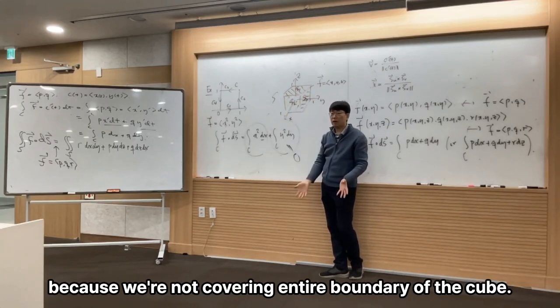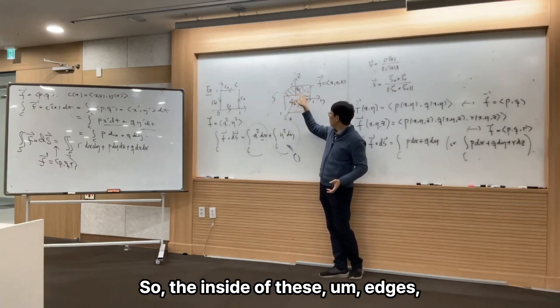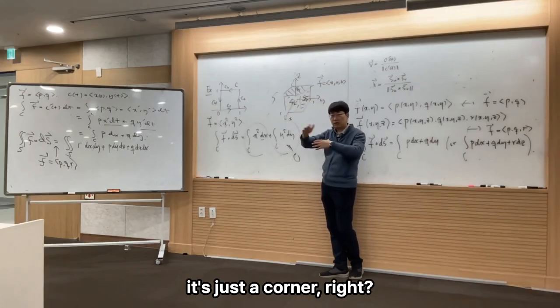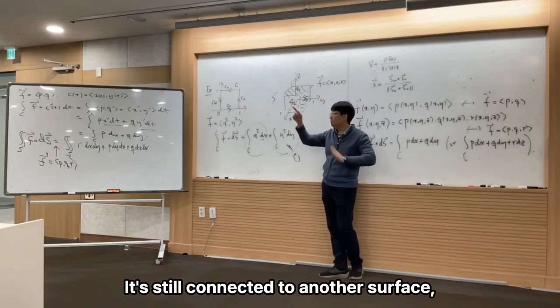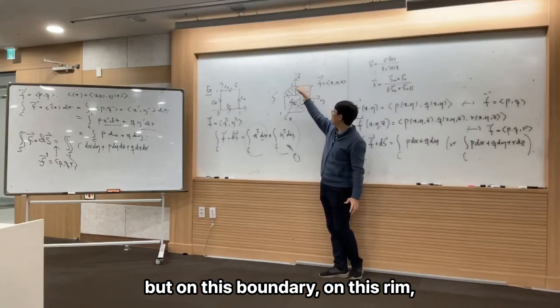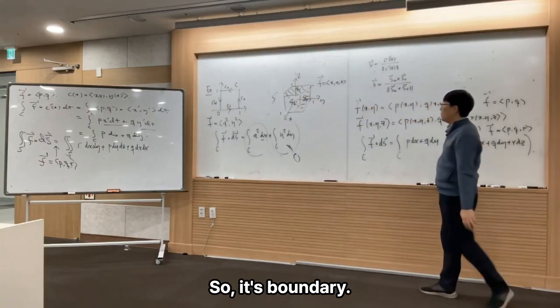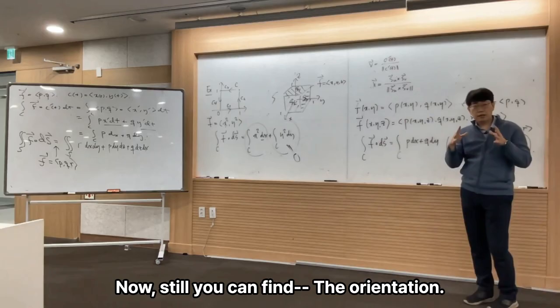Because we're not covering the entire boundary of the cube, we only see these three pieces. So the inside of these edges is not boundary, it's just the corner, right? It's still connected to another surface. But on this rim, there's no way you can go any further, right? So it's boundary. Now, you can still find the orientation.